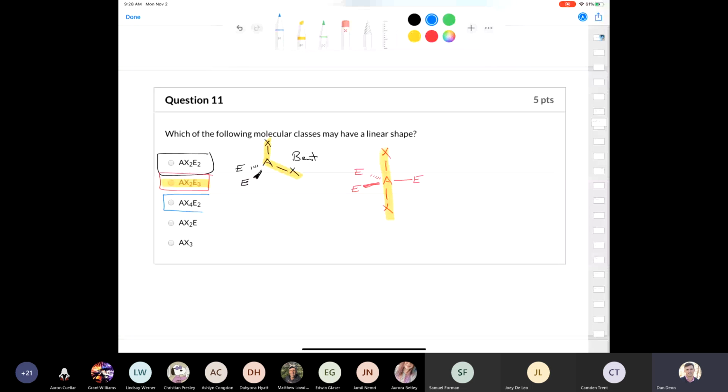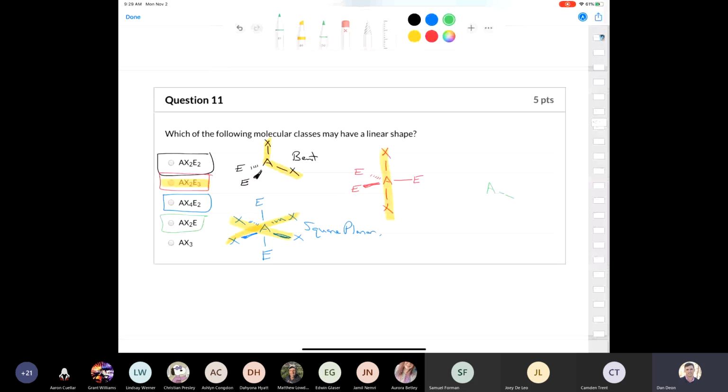Let's take a look at the next one. I have AX4E2. I have 6 regions of electron density. And so that will adopt an octahedral electron geometry, but my molecular geometry will be square planar. And you might be wondering, well, why is it square planar? Well, let's draw it out here. I'm going to have 4 atoms in the plane and 1 lone pair above and 1 lone pair below, like this. And so this one would be square planar, like that.